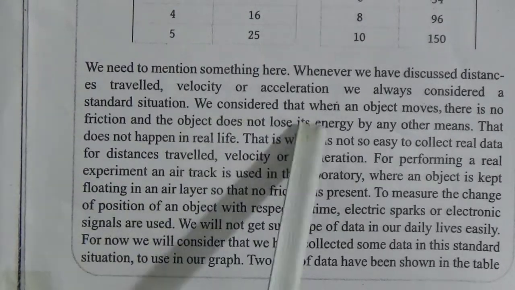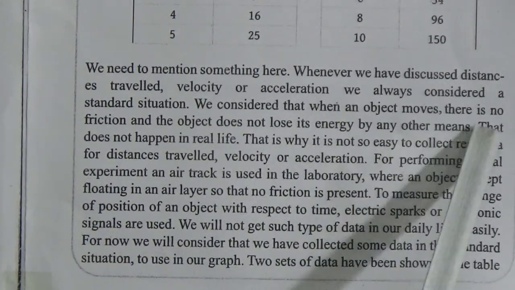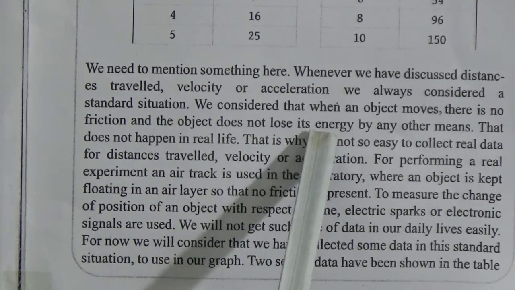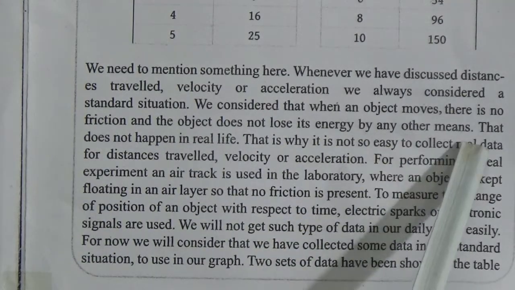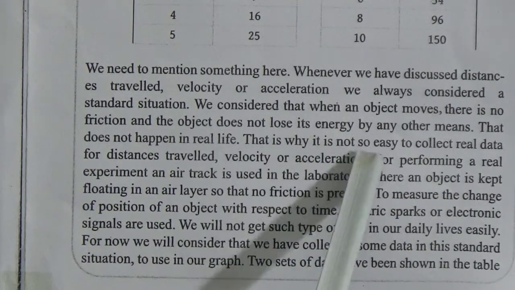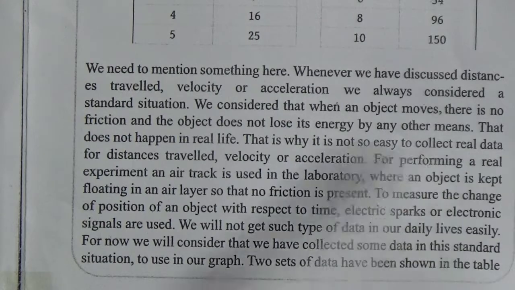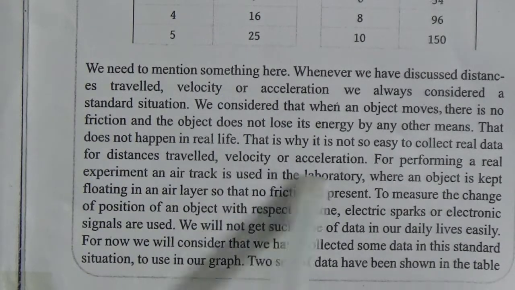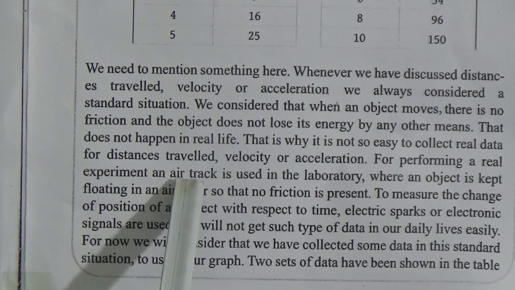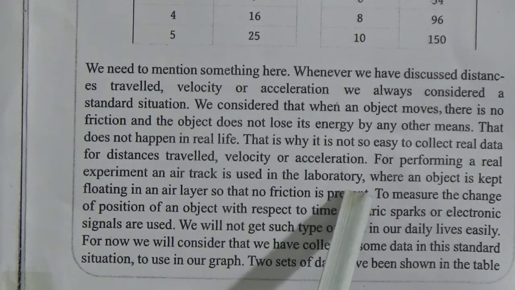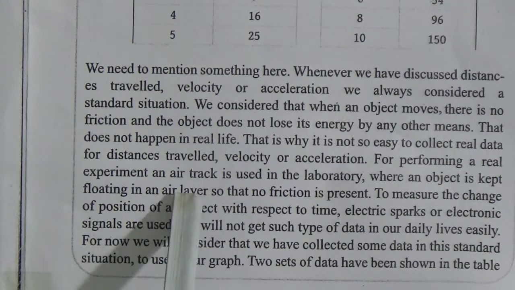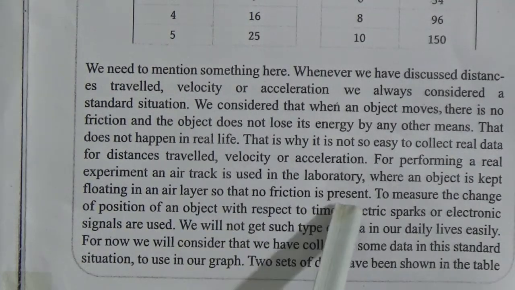We considered that when an object moves, there is no friction and the object does not lose its energy by any other means. That does not happen in real life. That is why it is not so easy to collect real data for distance travelled, velocity or acceleration. For performing a real experiment, an air track is used in the laboratory, where an object is kept floating in an air layer so that no friction is present.